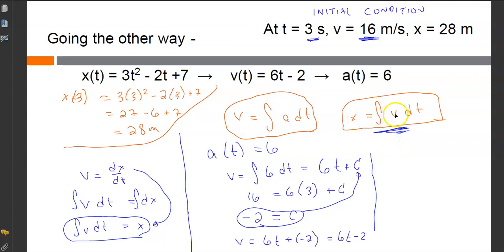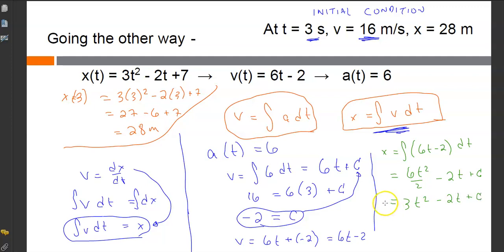We said that x was equal to the integral of v dt, so that would be x equals the integral of my velocity, which I just got down here, 6t minus 2. Integrate that with respect to t. Super easy integration: 6t squared over 2 minus 2t. Again, I've got to add a constant of integration because I don't have any limits here. The 6 divided by 2 would be 3t squared, minus 2t plus c.